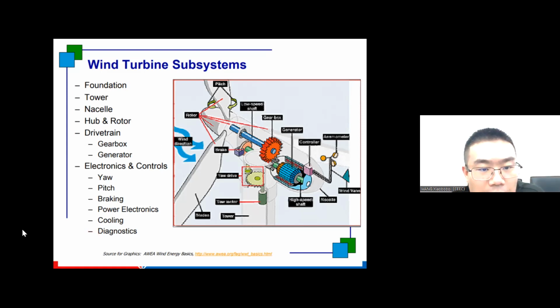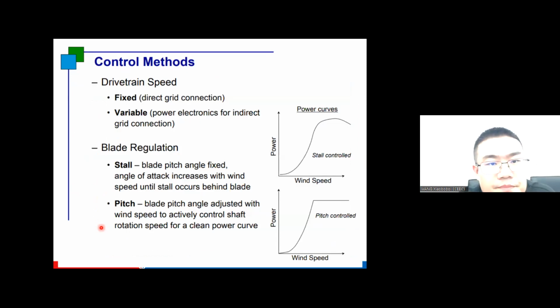Okay. In this case, we have also the electronic part. For the braking, for the pitch, for the power electronics, and for the cooling. The control method. So we have the drive train speed. We have a direct grid connection with a fixed control mode, and also the power electronics for the indirect grid connection as a variable control method. So variable is the mainstream for the current control method, and also for the blade regulation.